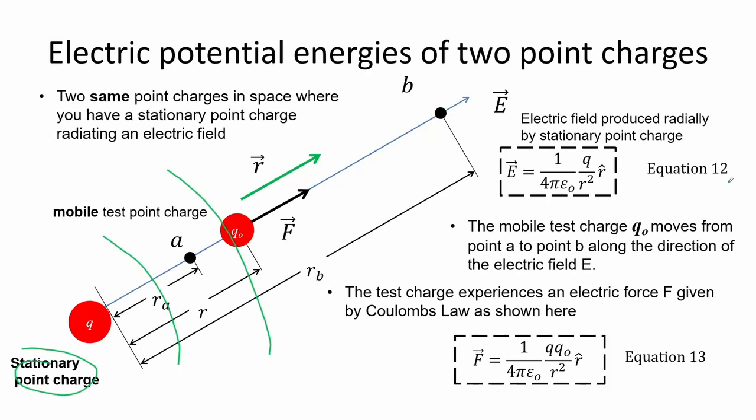The positive test charge moves farther away. The test charge experiences an electric force F given by Coulomb's law as shown here. We see that the force here is repulsive since both charges are positive.